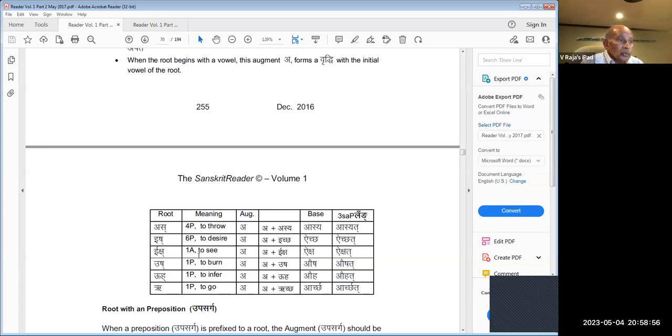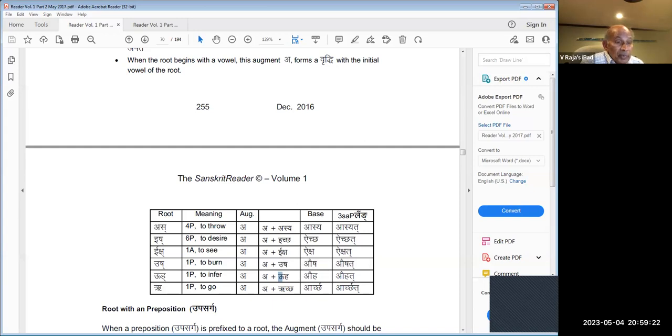Iksh, to see: a plus i, aiksh, aikshat. Then vuh: a plus u should have been o. It is au, because you are taking vruddhi of this one. So those are the only differences.